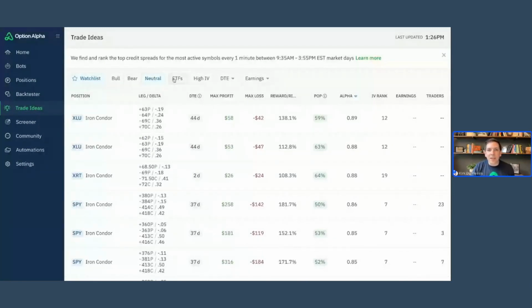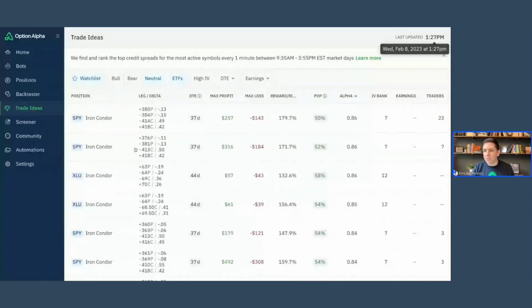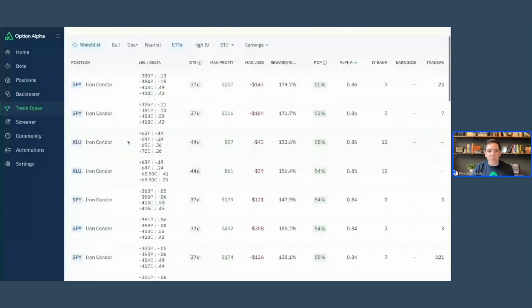And notice, by the way, because I clicked ETFs, now the list has resorted because now it's 1 minute later, and now some other things are better trading opportunities right now, okay? So if you want only ETFs, go ahead, do your watch list, neutral. If you want to do just my watch list, all ETFs, neutral, bullish, all types of trades, right? Iron condors, put spreads, whatever, it doesn't matter.